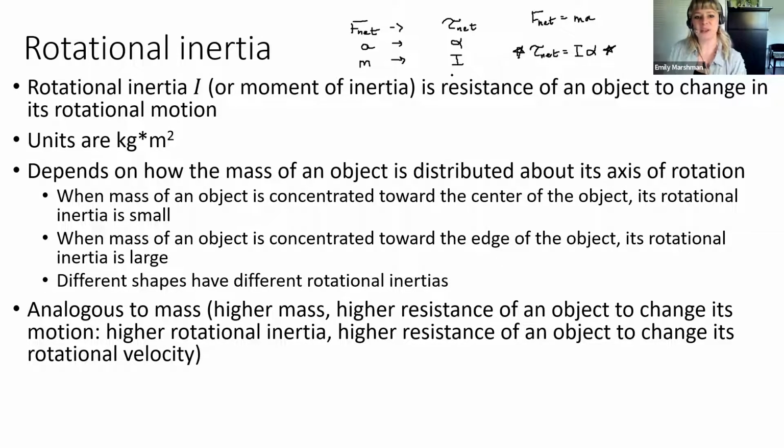Question is, what do I mean by rotational inertia I? Rotational inertia, which we denote with the letter I, is also sometimes called moment of inertia, and it's just like mass in that it's the resistance of an object to change in its rotational motion. Like mass, it was like the inertia of the object. More mass was harder to get it to accelerate, right? Rotational inertia is the resistance of an object to change in its rotational motion. So it's harder to get it to start spinning, and it's harder to get it to slow down.